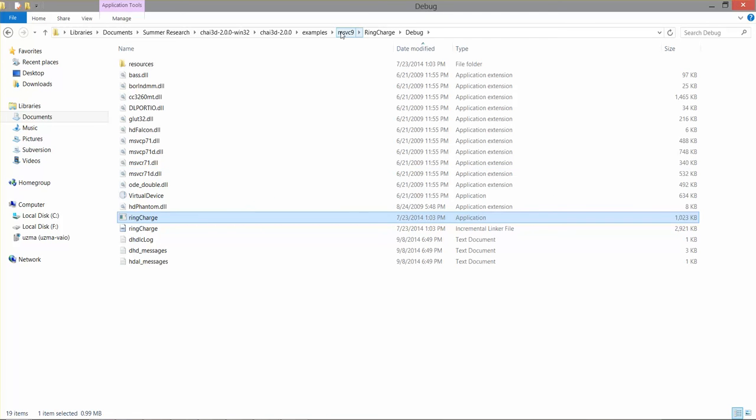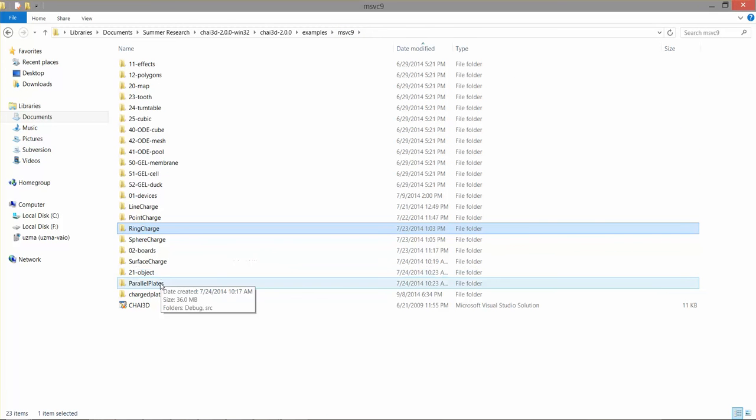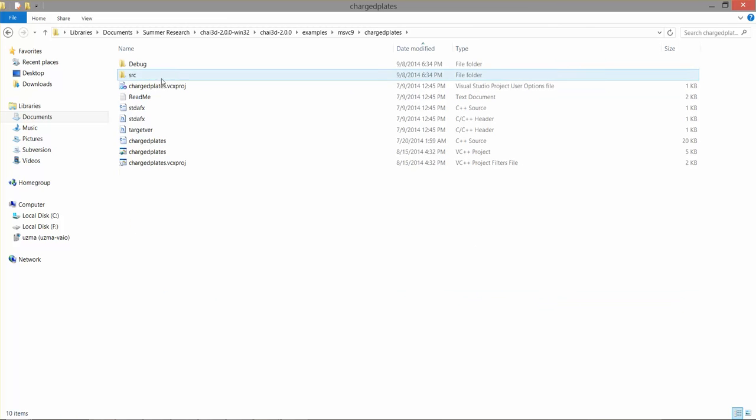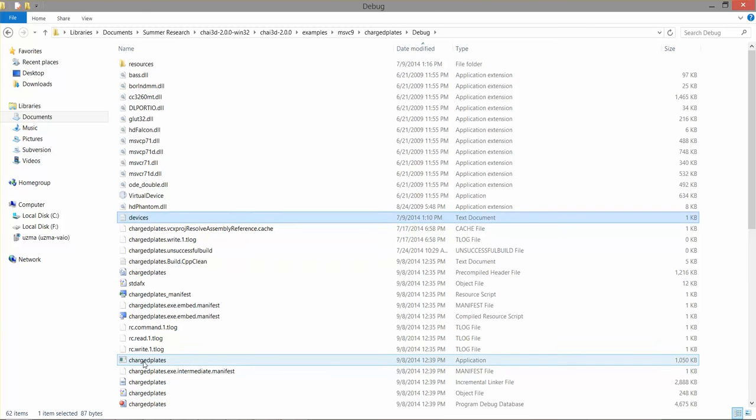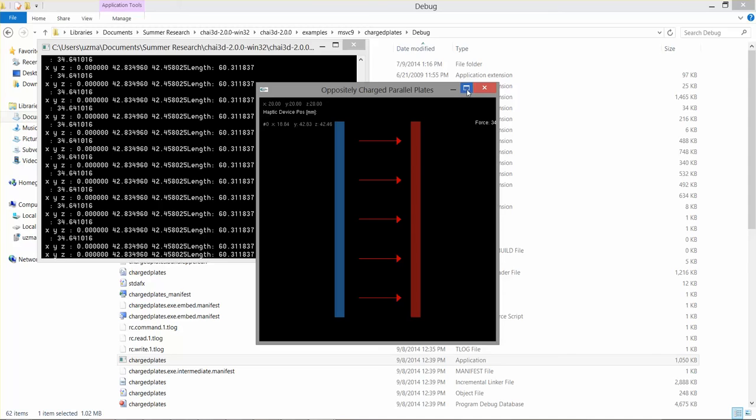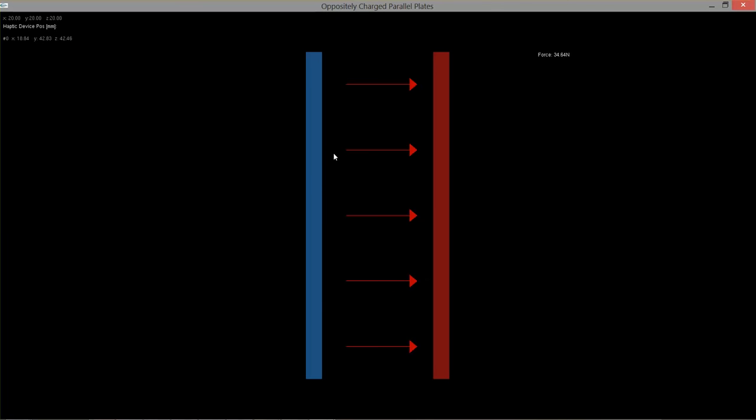Similarly, we have the configuration for two oppositely charged parallel plates. As you can see, this is a positively charged plate and a negatively charged plate, and the electric field lines flow from the positive plate to the negative plate. And if I move my haptics cursor between these two plates, you can see that the electric field is constant.